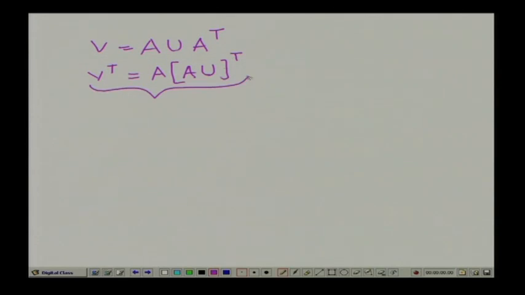Now, what does this equation mean? It says that if I compute the matrix multiplication of A and U, take the transpose of this, then pre-multiply that result with the matrix A itself, what we get is the transpose of the coefficient matrix V. So, this equation indicates that this two dimensional transformation can be performed by first transforming each column of U with matrix A and then transforming each row of the result to obtain the rows of the coefficient matrix V.